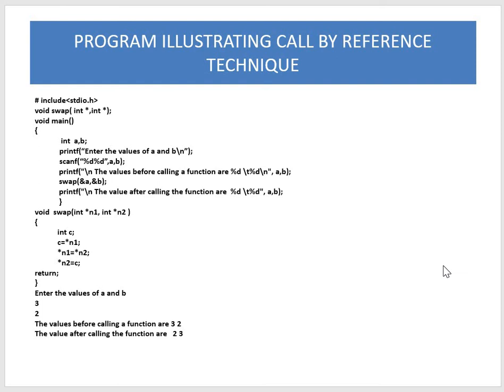Now we can see in the main function, I have given a printf statement. The values before calling the function are a and b, and after that, the printf for the values after the function is given as a and b. Now we can see that the values are swapped. So initially the values were 3 and 2, and after calling the function the values are 2 and 3. So this is the best example of the call by reference technique.